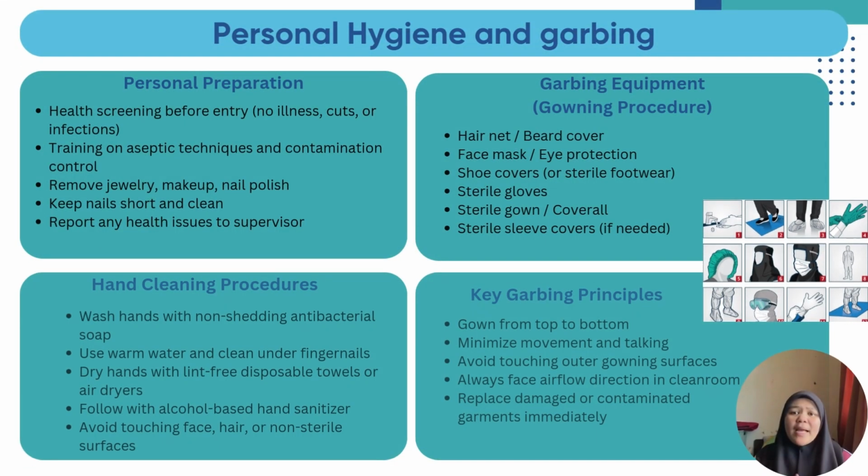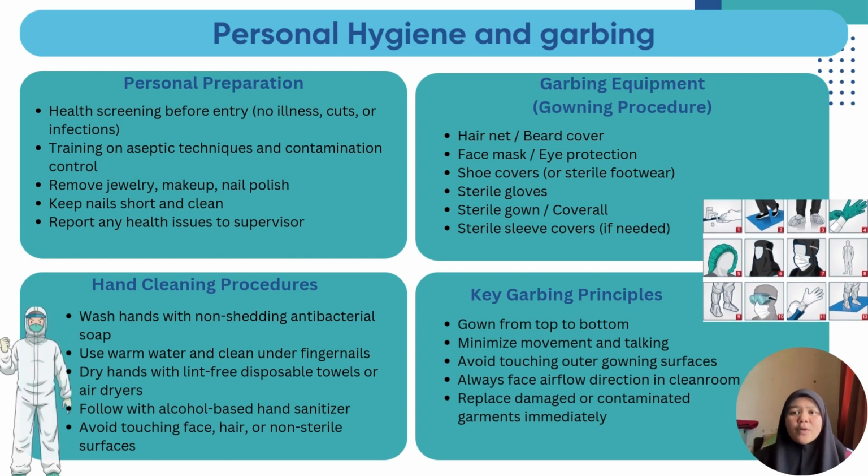This slide presents a comprehensive overview of the personal hygiene and garbing procedure essential for maintaining aseptic conditions in the production of pre-filled syringes. The process begins with personal preparation, which includes health screening to ensure no staff member is exhibiting symptoms of illness or open wounds. All personnel must undergo appropriate training in aseptic technique and contamination control. Additionally, personal items such as jewelry, cosmetics, and nail polish must be removed and fingernails should be kept clean and trimmed.